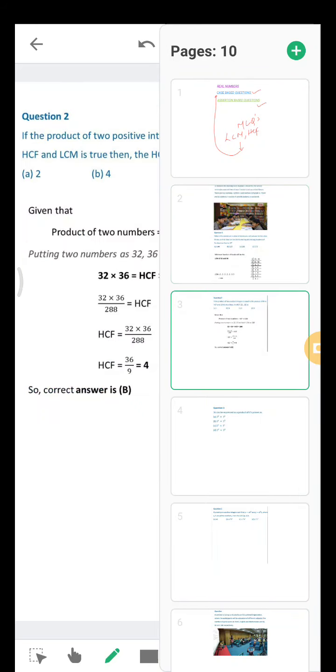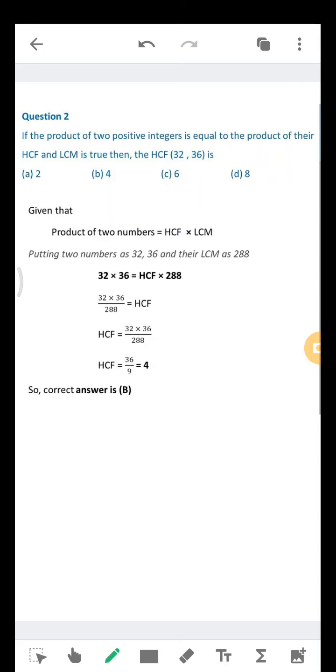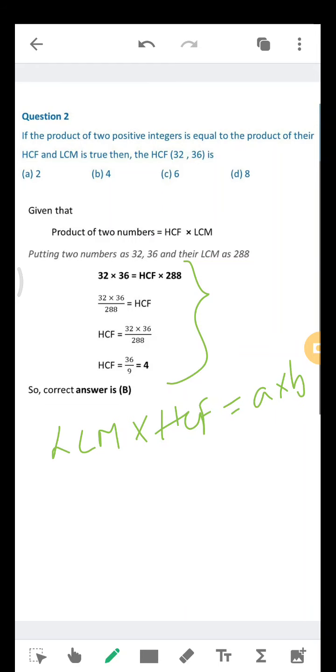Next, here you have learned the concept of the relation between LCM, HCF and the numbers. So this is the sub-bit: LCM into HCF is equal to A into B. So this is also asked from the same question. Sub-bits will be asked.